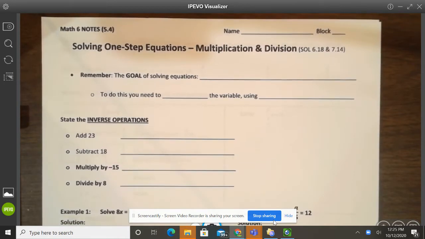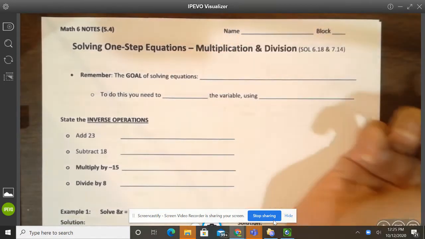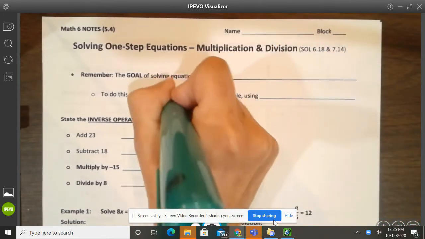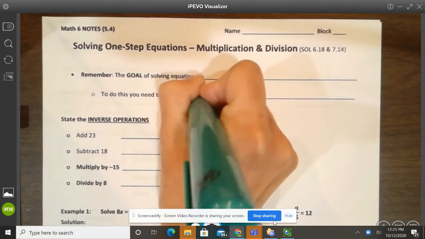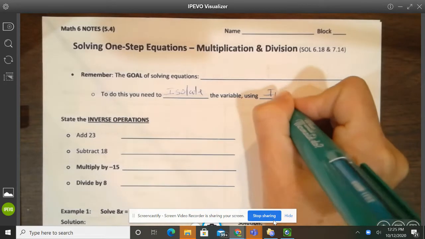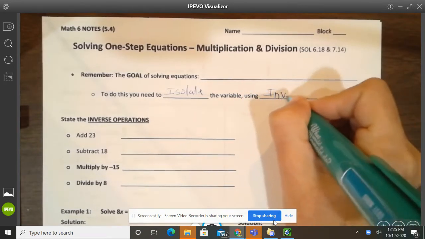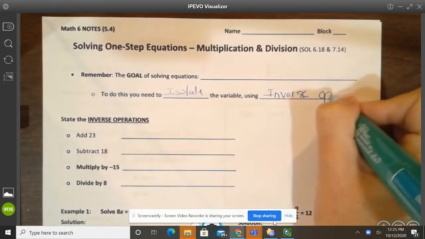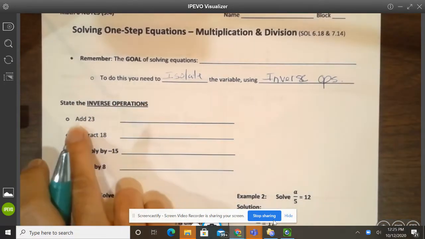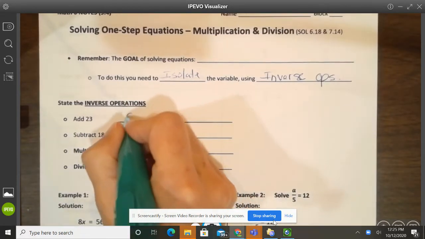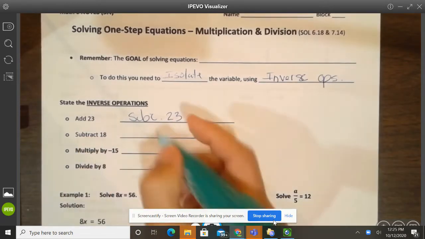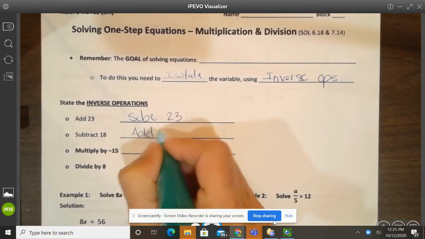All right, so remember the goal of solving equations is finding the value for the unknown variable. And to do this, you need to isolate the variable using inverse operations, right? And we're going to remember what that is. Inverse operations, okay? So when you state the inverse operation, so add 23, the opposite is subtract 23, right? Subtract 18, then you add 18.